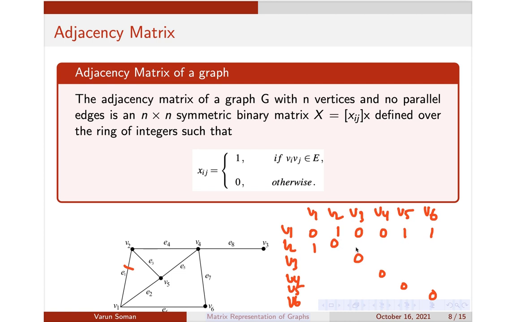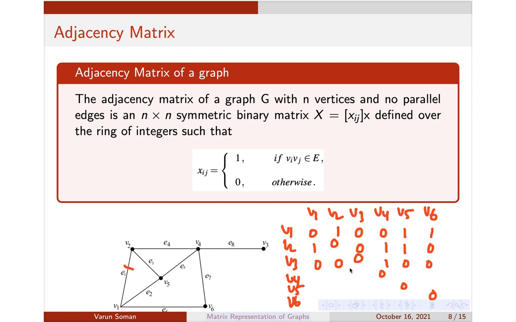Okay, go for V2 now. V2 and V3 is not adjacent. Similarly V2 and V4 is adjacent. V2 and V5, look at the graph, V2 and V5 is adjacent. V2 and V6 is not adjacent. Go for V3 now. V3 and V1 not adjacent. V3 and V2 not adjacent. V3 and V4 is adjacent here. V3 and V5 is not adjacent. And V3 and V6 not adjacent.